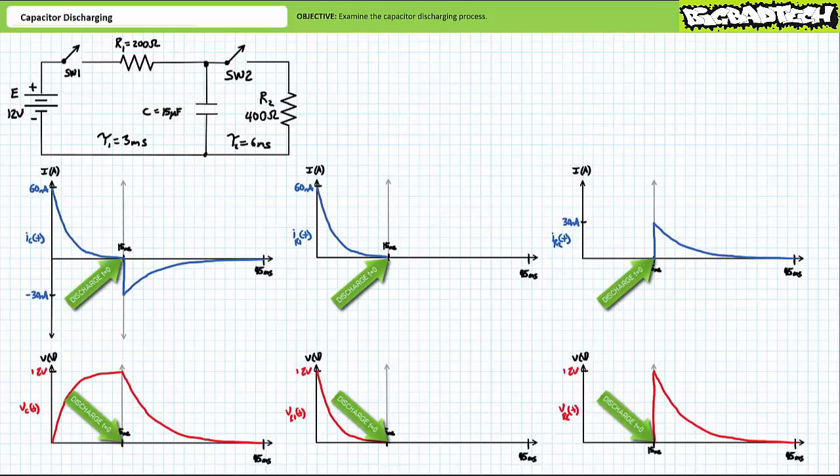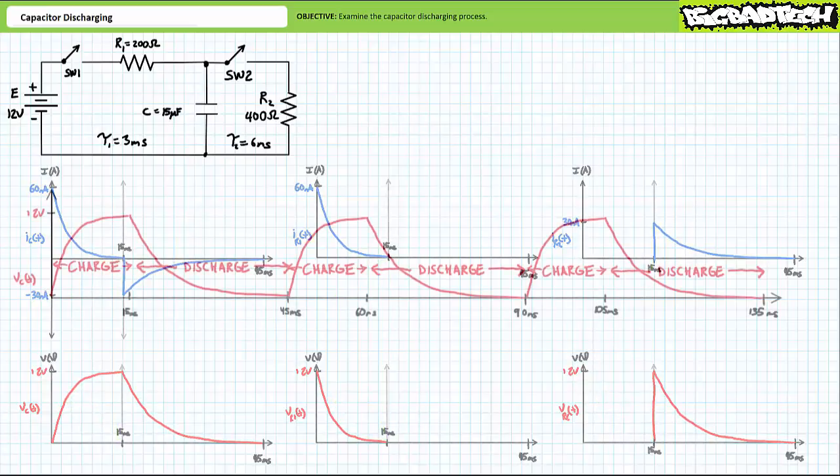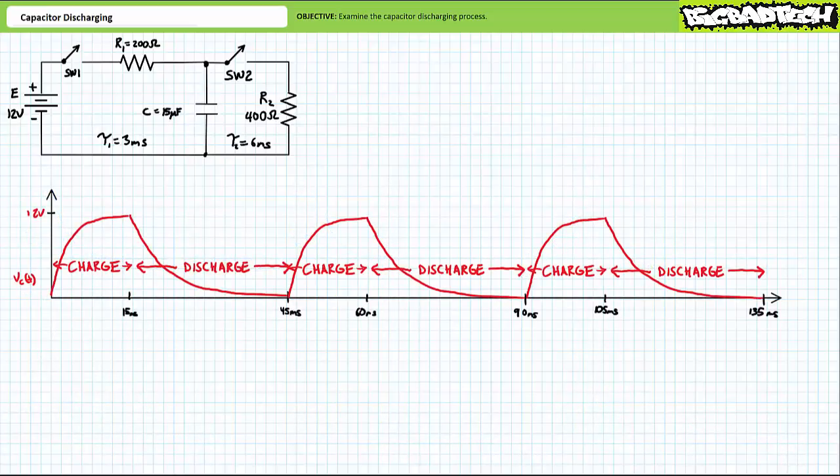Like I said, it's often helpful to include an additional accessory vertical axis indicating when the charge process ends and the discharge process begins. All you got to do is stay organized. If another charge and discharge process repeated itself from 45 to 90 milliseconds, followed by yet another sequence from 90 to 135 milliseconds, the plot for voltage across the capacitor would look something like this.